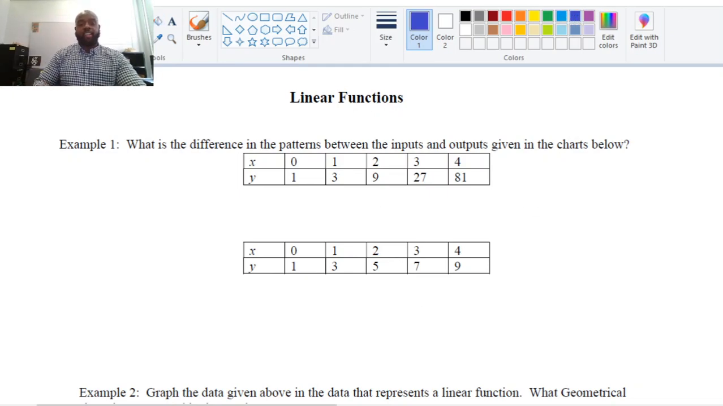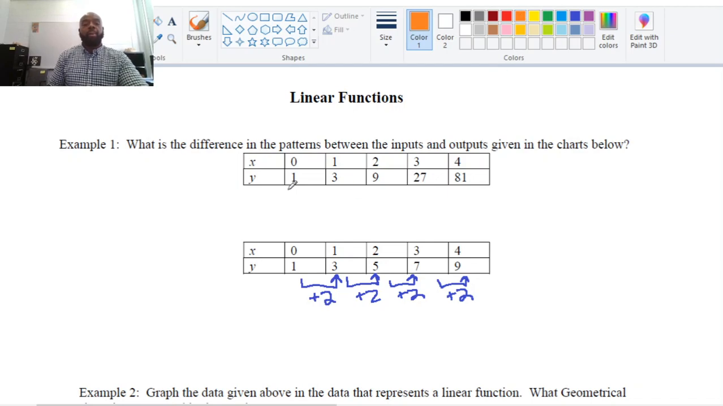And so the main difference that I can see, and it's probably easier to see in the second table, right? Because what we're doing here is, to go from one y value to the next, there's an addition of 2 units. From 3 to 5 is 2 units. From 5 to 7, I add 2 units to 5, I get 7. Add 2 units to 7, I get 9, right? So there's an addition of 2 units.